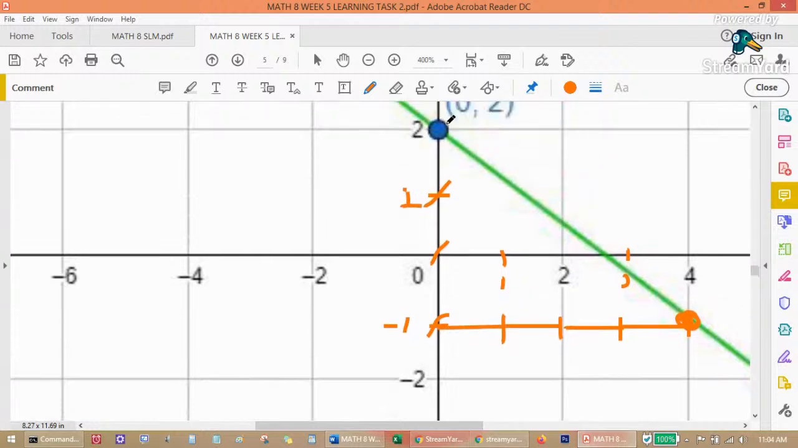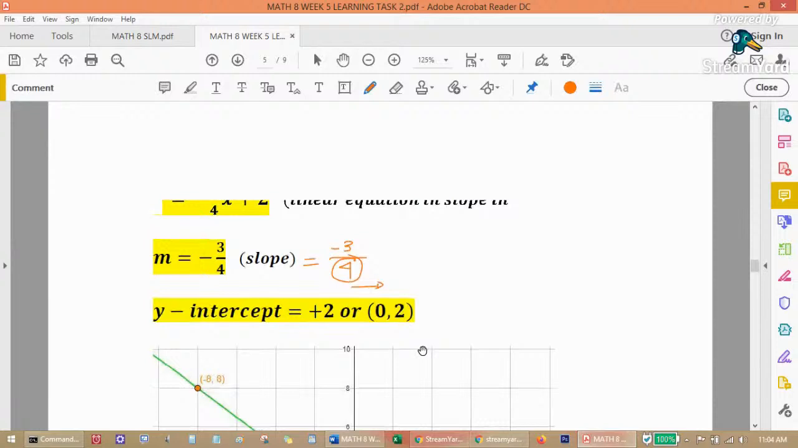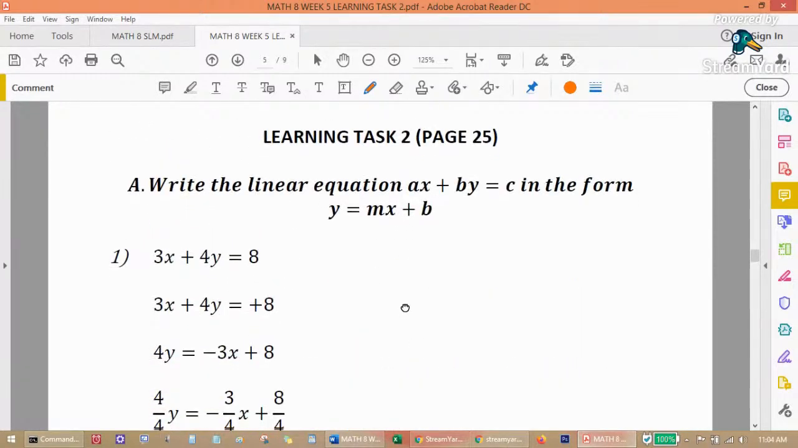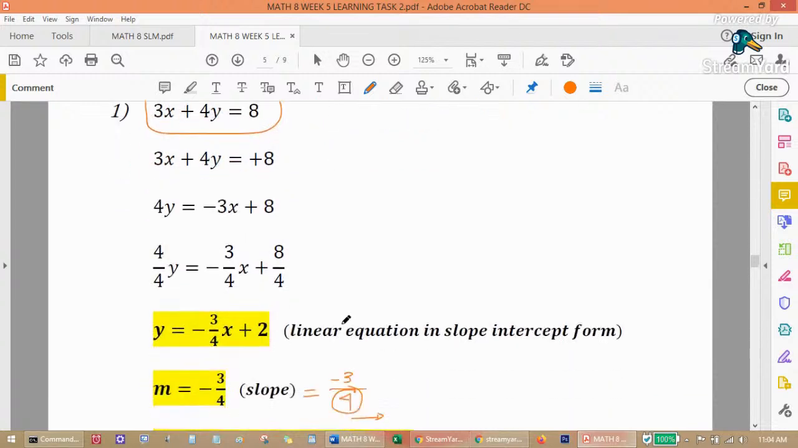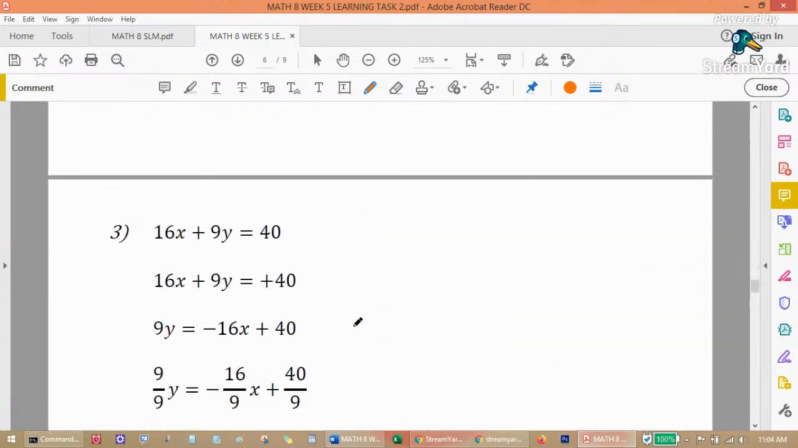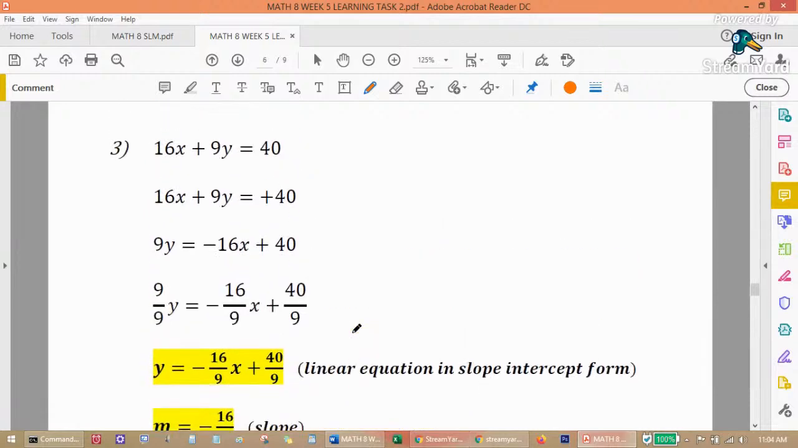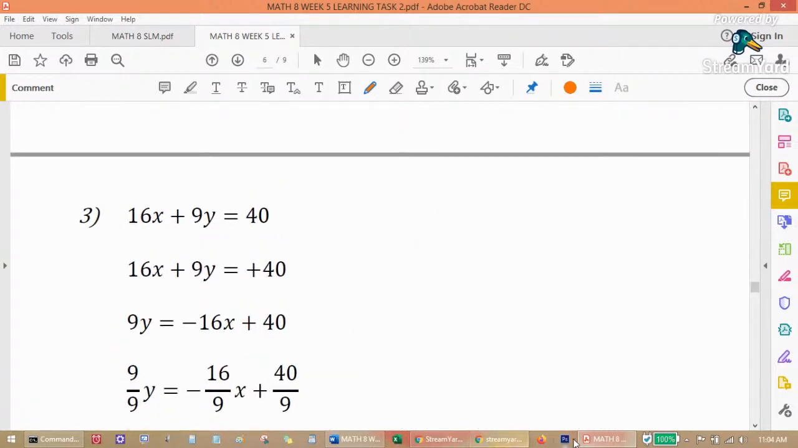Okay? And then, pag kinonekta mo yan, lalabas na line is the graph. Yan yung graph nito. Okay? So, yan. Another problem, tigdalawa lang ang sagutan natin.